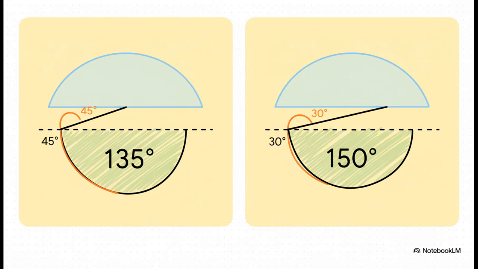Okay, time to solve this. Now, we need the angle inside the triangle, the angle at the point where they actually turned. A straight path is 180 degrees, right? So, to find the internal angle, we just subtract their turn from 180. For Group A, that's 180 minus 45, which gives us an angle of 135 degrees. For Group B, it's 180 minus 30, which is 150 degrees.